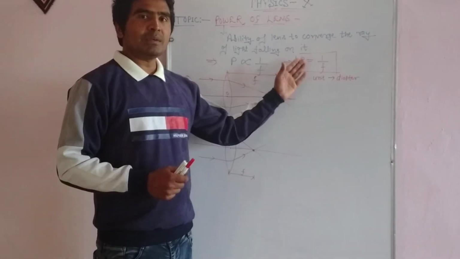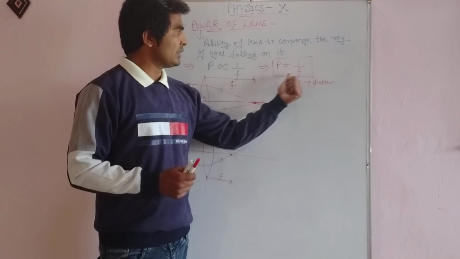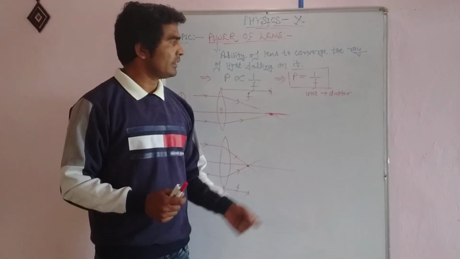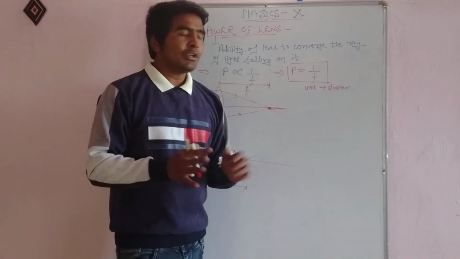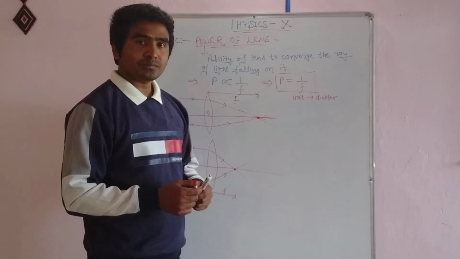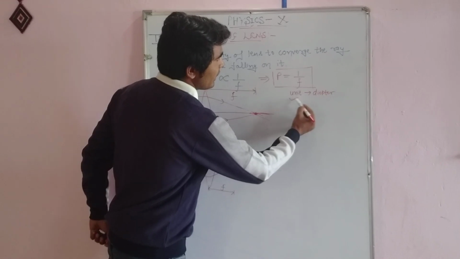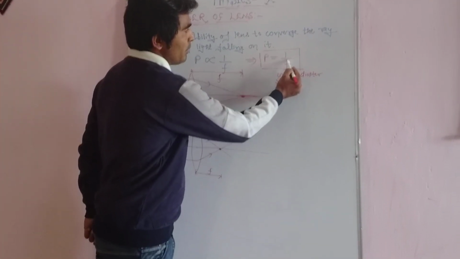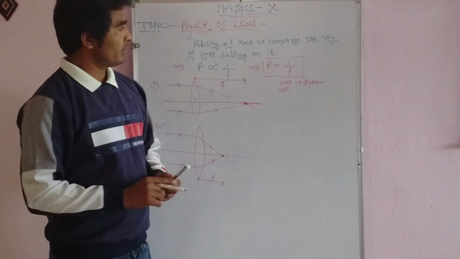The formula of power is P is equal to 1 upon F. P is equal to 1 upon F, and power is always inversely proportional to the focal length. And the unit of power is diopter. What is the unit of power? Diopter. You have to write power P is equal to 1 upon F.